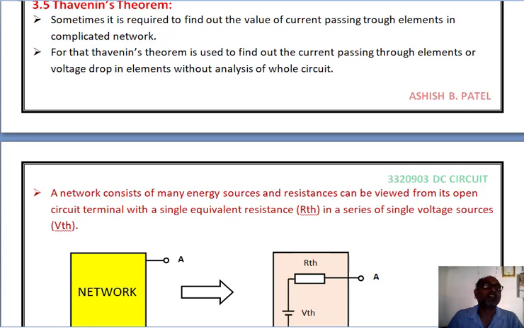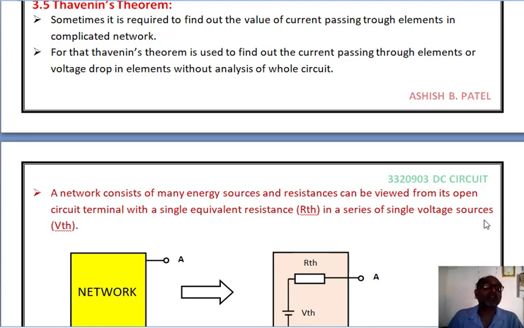You will get the same result if you use any method. But different types of theorems are used which reduce the complication. So for complicated networks, Thevenin's theorem is used to find the current passing through elements or the voltage drop across elements without analysis of the whole circuit. It reduces the complication and also reduces the length of the solution. So Thevenin's theorem is also a most important theorem.